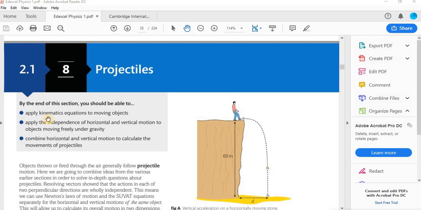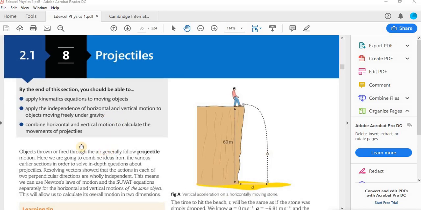In the previous lesson, you learned the kinematics equations. There were 4 equations that you needed to know. And in M1, you have the fifth equation, which is S equals Vt minus half at squared. Then apply independence of horizontal and vertical motion, where you will have to resolve vectors in the horizontal and vertical directions. Then combine horizontal and vertical motion to calculate the movement of the projectile.